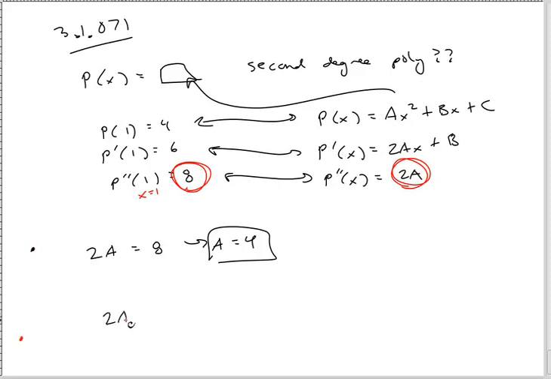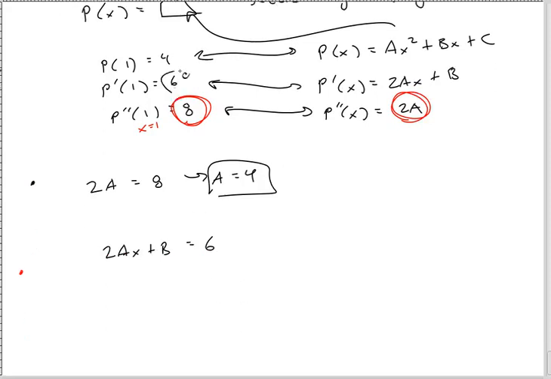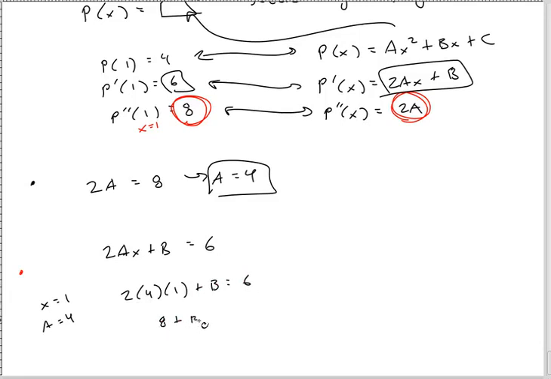So we got 2ax plus b is equal to 6. So again, I'm just using these two guys here. The thing is that I know that x is equal to 1, and at this point, I know that a is equal to 4. So I can start plugging that stuff in. So 2 times 4 times 1 plus b is equal to 6. And so that's going to be 8 plus b equals 6. Move it over, and b is equal to negative 2.